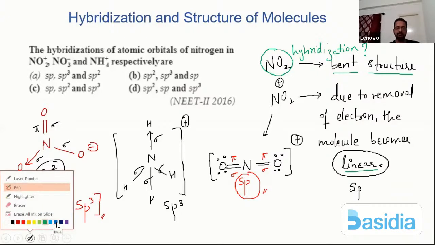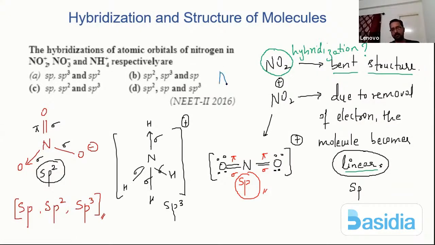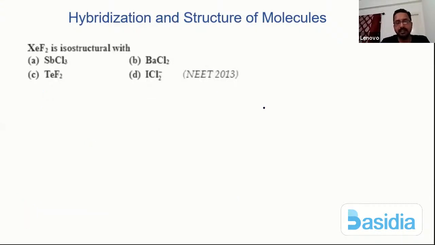The homework point I'm going to give you is, if you have an NO2 negative molecule, NO3 minus we have practiced. So what if we have an NO2 minus molecule? What will be its geometry and what will be its hybridization? You can take it as homework: NO2 minus geometry and its hybridization. Okay, right. Let us move on to the next one.